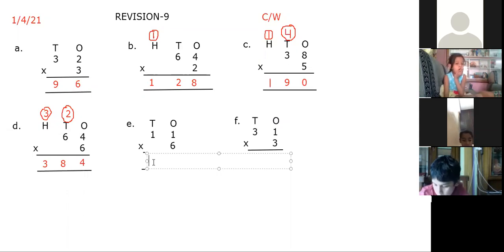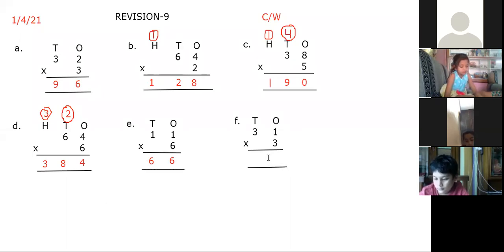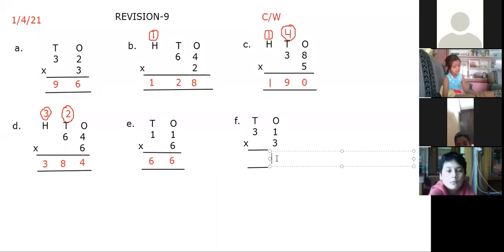Look at the question carefully. In tens place, we have here 1. So yes, 6 ones are how much? 6 ones are 6. What is the answer? 66. 66, yes.